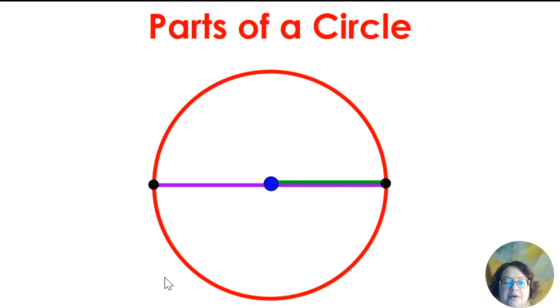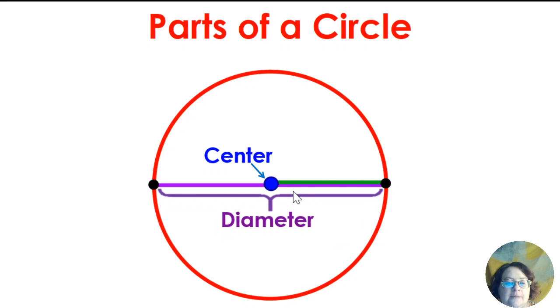So when we have our picture of a circle here, we have our center, our blue dot right in the middle. We have our diameter, our purple line segment here that goes from one edge of the circle all the way to the other, and it goes through the center. And then our green segment here goes from the center to a point on the outside, and that's our radius.